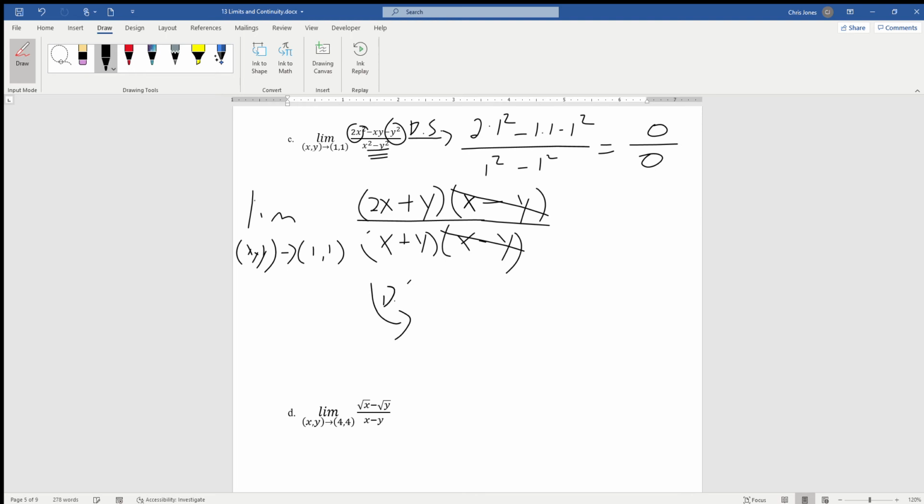So by direct substitution, that's going to give us 2 times 1 plus 1 divided by 1 plus 1, which should work out to be 3/2. Okay, again, much more efficient than utilizing our table of values.